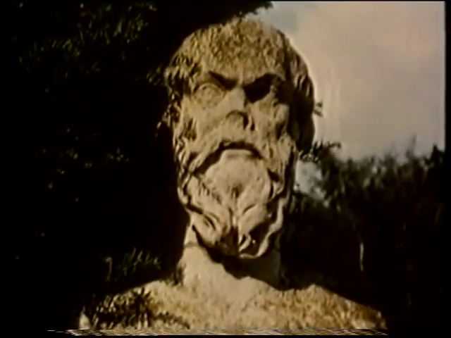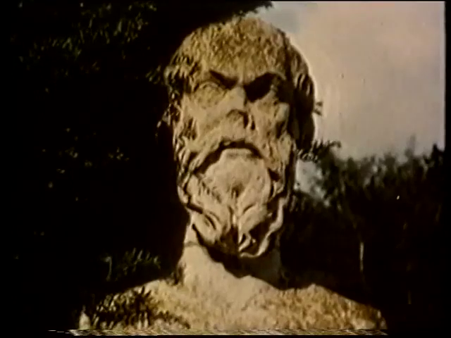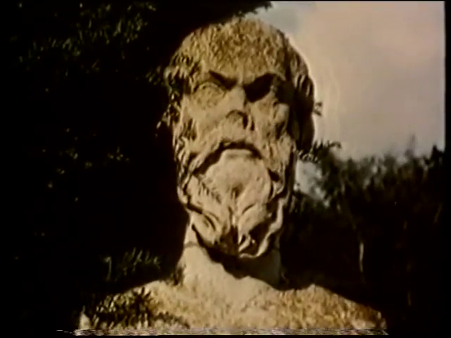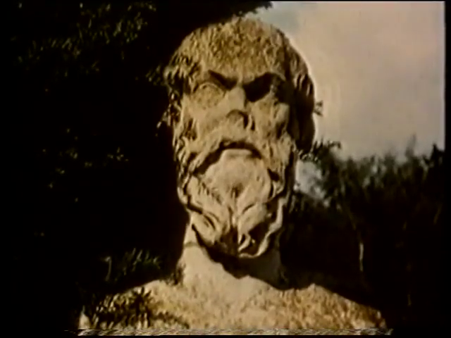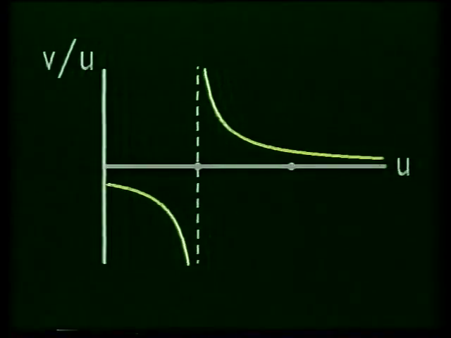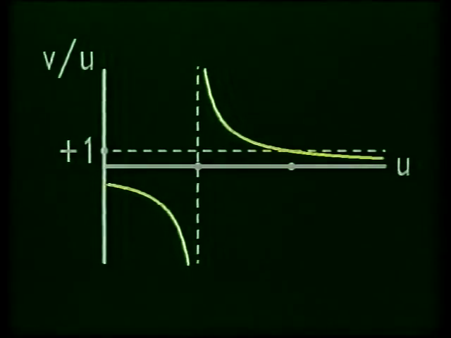In this application, we're not too worried about magnification. If need be, we can always enlarge from the negative. But sometimes, of course, magnification is important. Let's look at the graph of V over U as a function of U. This is essentially a plot of magnification against object distance. If the object lies at 2f, then the magnification is 1. If the object is in contact with the lens, the magnification is again 1. Strictly, it's -1.